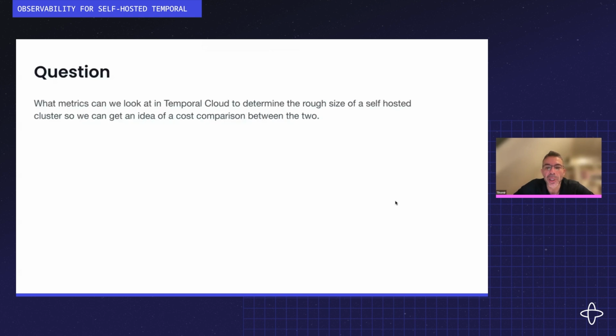Okay, there is one. What metrics can we look at in Temporal Cloud to determine the rough size of a self-hosted cluster so we can get an idea of a cost comparison between the two? I would reach out on Slack with that question. We have people in sales and solution architect teams that work with a lot of users, specifically on this question, which is cost estimation. I am not involved with this. I'm more involved in the technical side, but we have people at Temporal who will be able to help you with cost estimation like that.